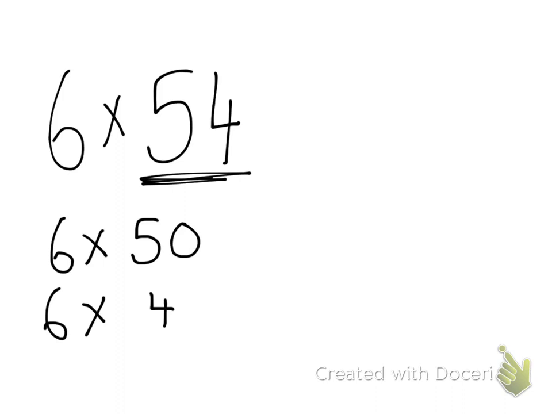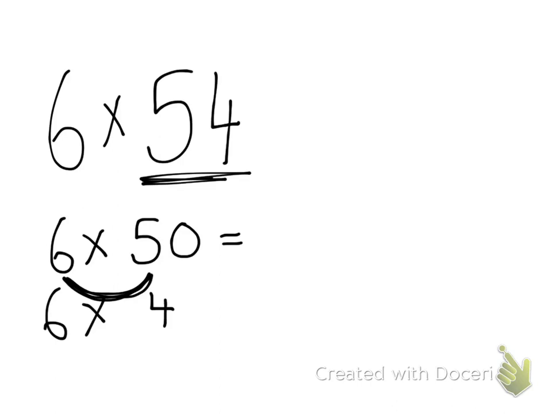Rightio, now we solve each part on its own. What is 6 times 50? I don't know, but I do know what 6 times 5 is. I could skip count 6 five times. 6, 12, 18, 24, 30, 36. Hang on, I skip counted that wrong. One second, let me try that again. 6, 12, 18, 24, 30. Got it right that time, Mr. Kago. 6 times 5 is 30, not 36.